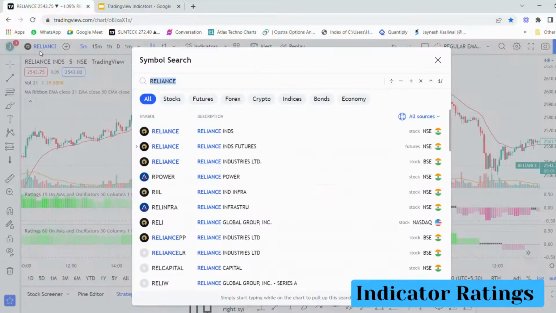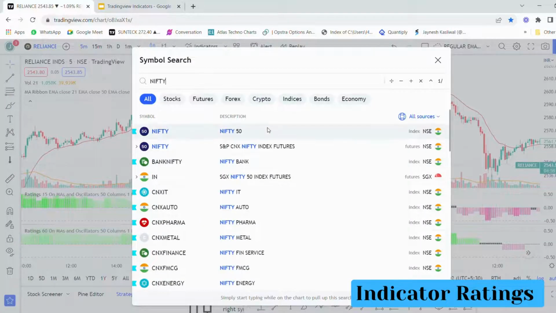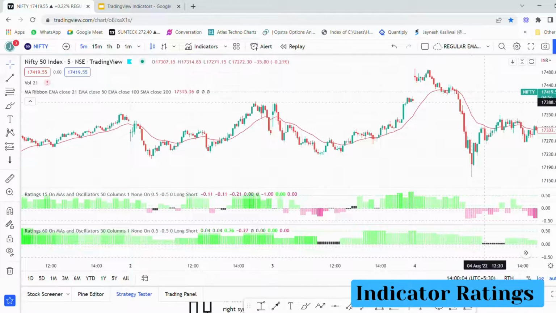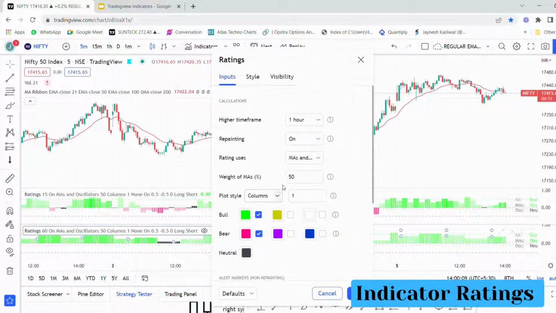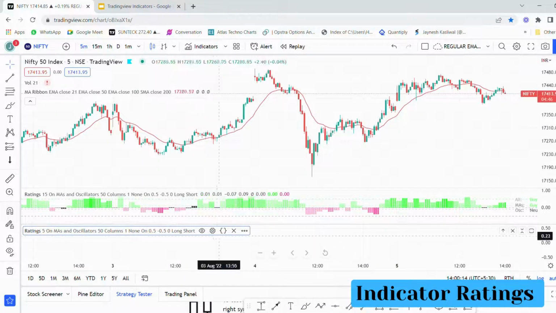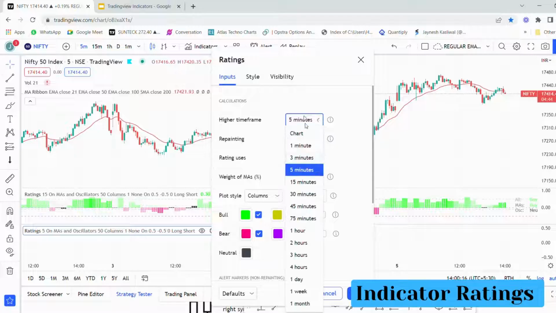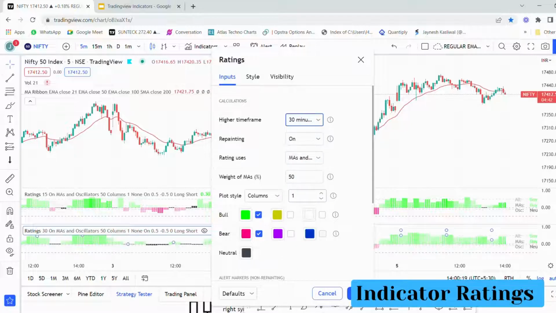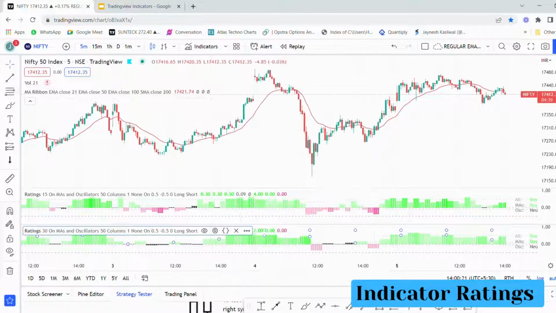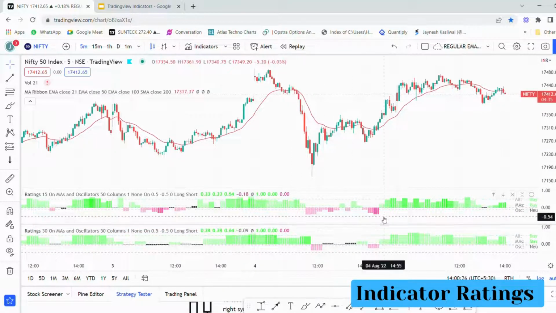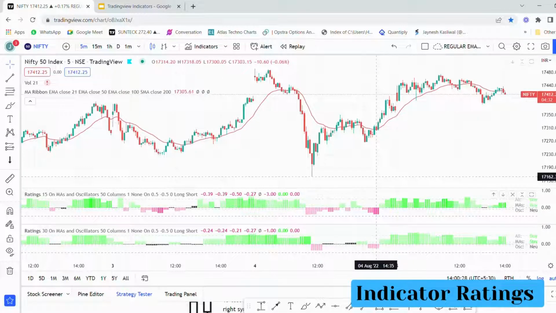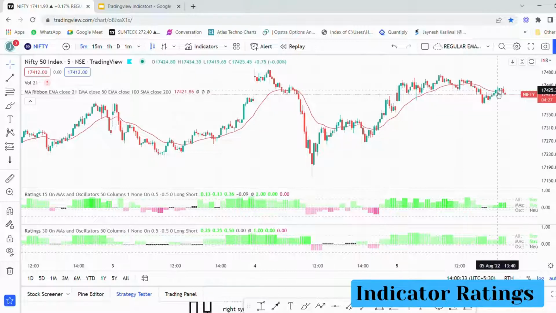Let's say I open the chart of Nifty here, and I have selected the time periods. I want to see the trend on 5 minute and 15-minute. Okay, I'll see the trend on 5 minute and 30 minutes. So here I can see that during this period, the overall trend was sideways, and this period had basically an uptrend.